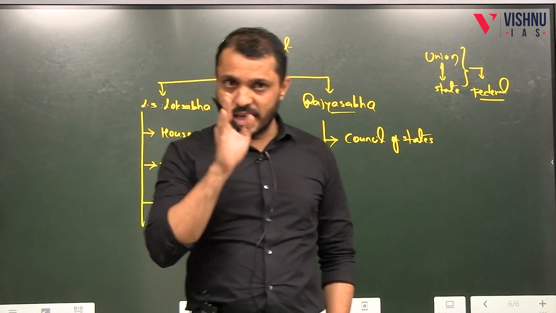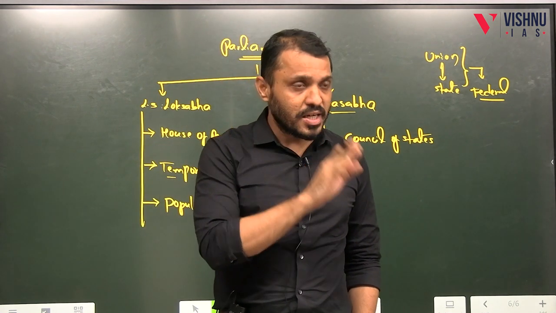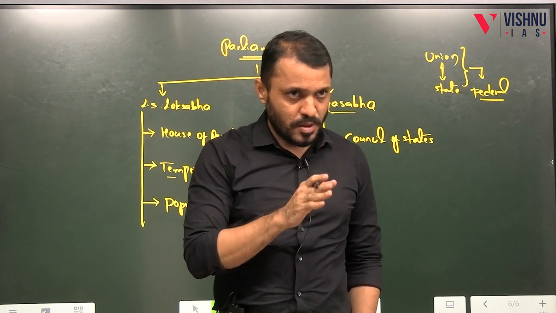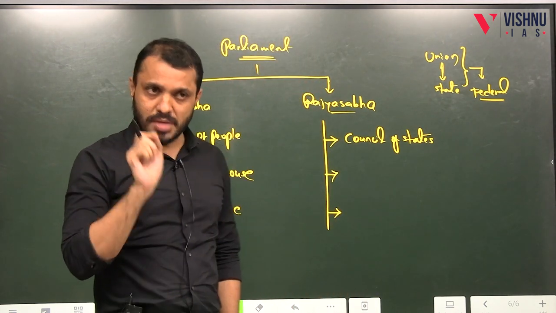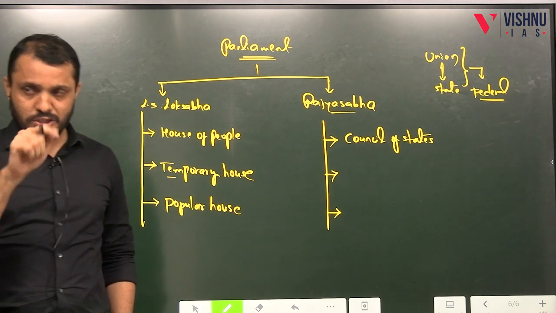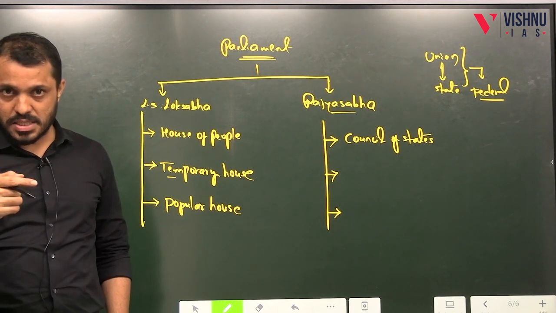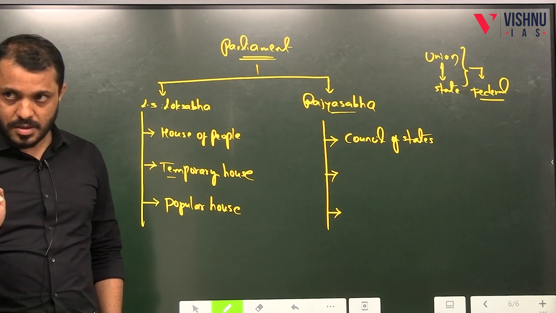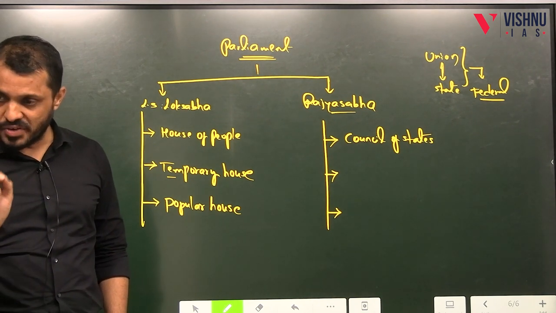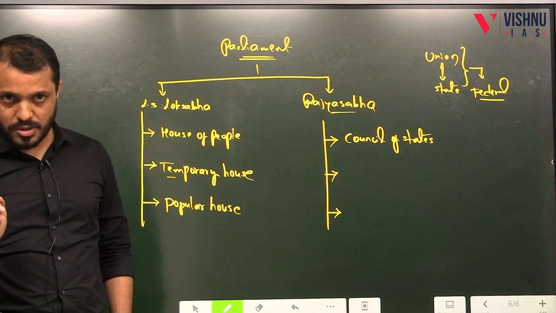When you are discussing any federal matters, which house gets the highest priority? Rajya Sabha. Anything related to people? Lok Sabha. That clarity you must know. Because in future classes, we will discuss that certain bills always start in the Rajya Sabha. Those bills are generally related to federal matters. Are we clear about this?